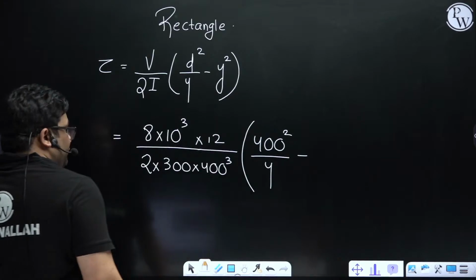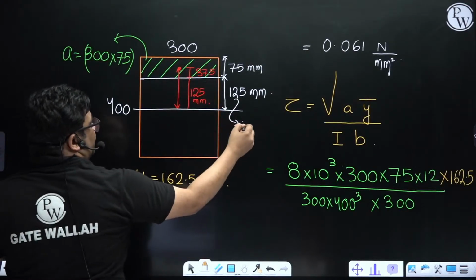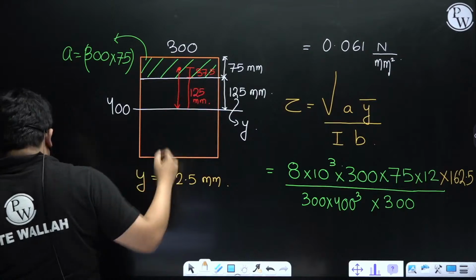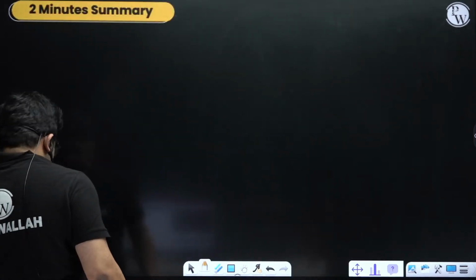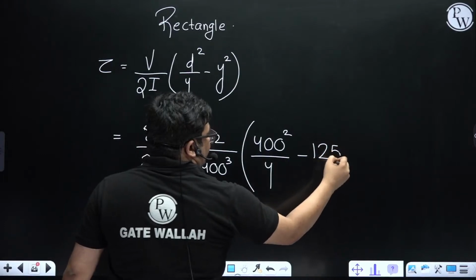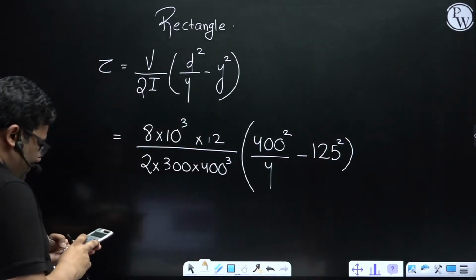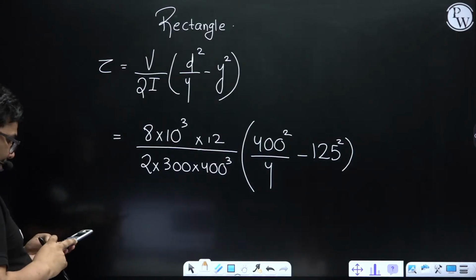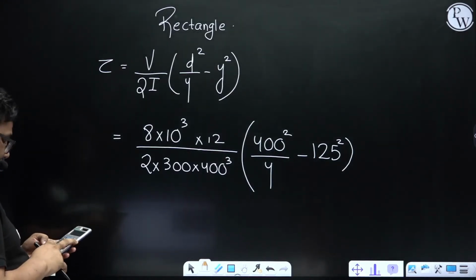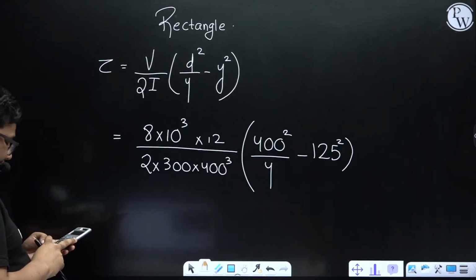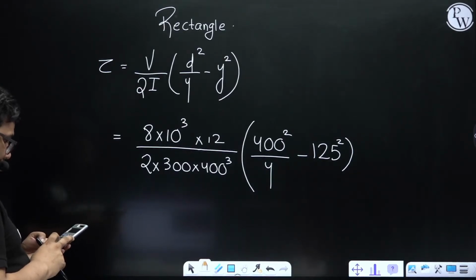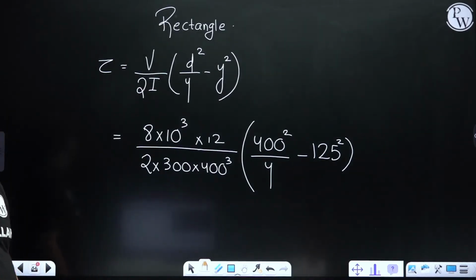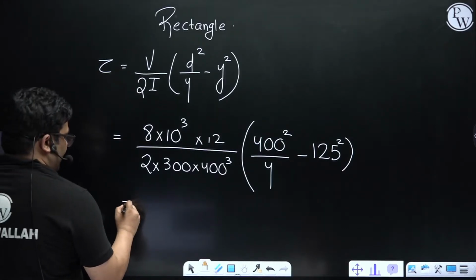Y, see, Y is how much here? Y is this one, na? Yes, this is Y, 125. So if you put this equation, are we getting the same value? Let us see. 400 whole square divided by 4 minus 125 square into 12 into 8 into 1000 divided by 2 divided by 300 divided by 400 cube. I am getting the same value.